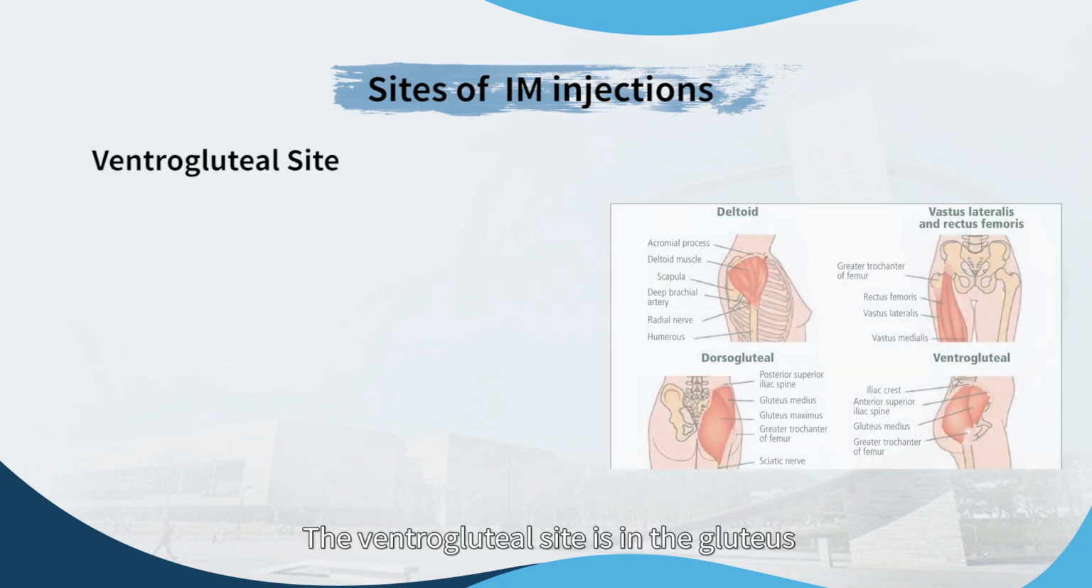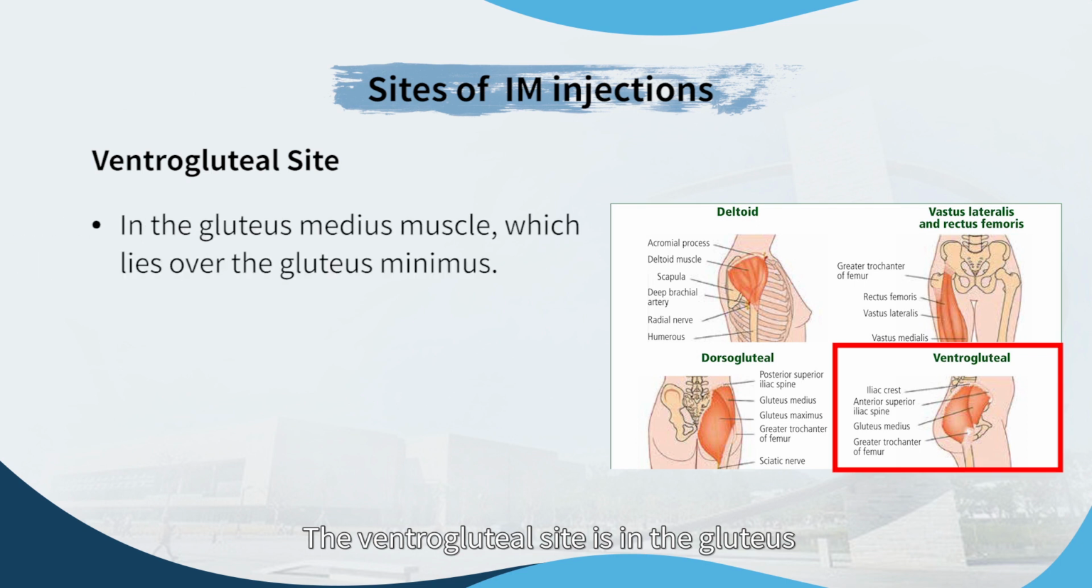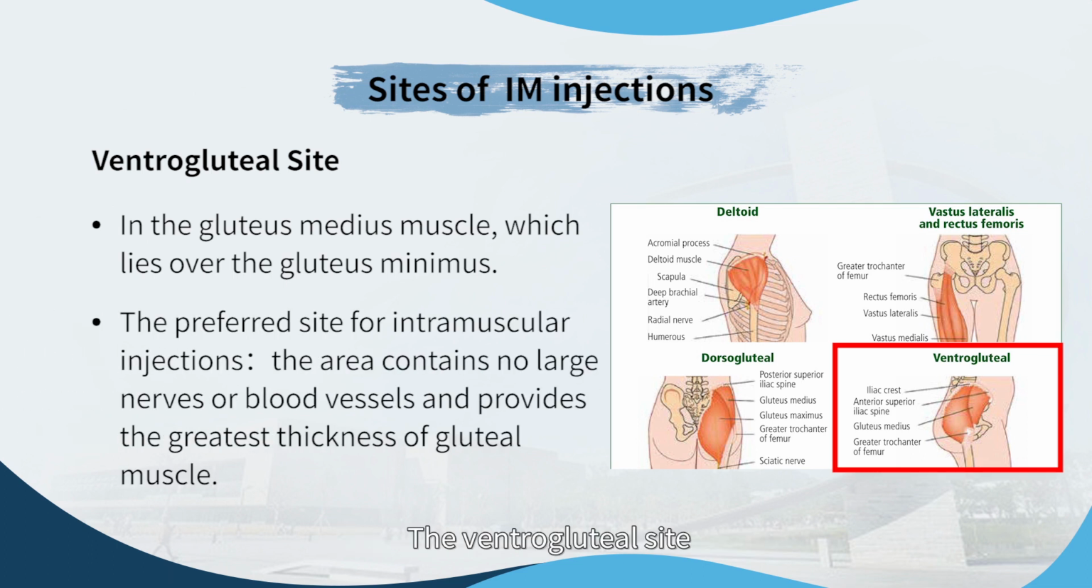The ventral gluteal site is the gluteal medius muscle, which lies over the gluteus minimus. The ventral gluteal site is the preferred site for intramuscular injection because the area contains no large nerves or blood vessels and provides the greatest thickness of gluteal muscle.